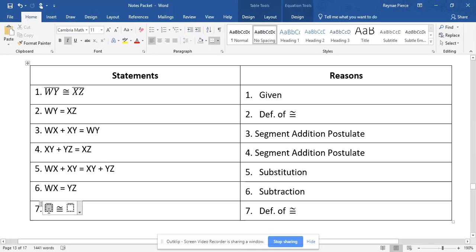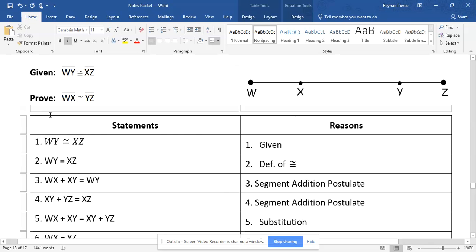And then remember, if two lengths are equal, we can say that the two parts are congruent. So since WX equals YZ, those lengths equal each other, we can say that the line segments are congruent to each other. And remember, our last statement should always be what we're trying to prove.